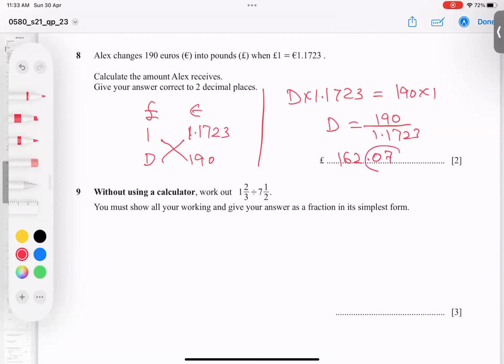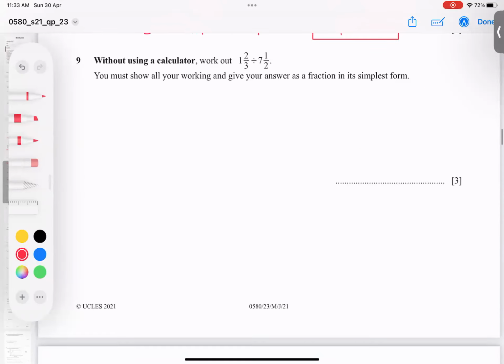162.07, and write always 2 DP. He already helped here, but because currency is always 2 DP, we use it normally. Okay. So he said without using a calculator and give in the simplest form.